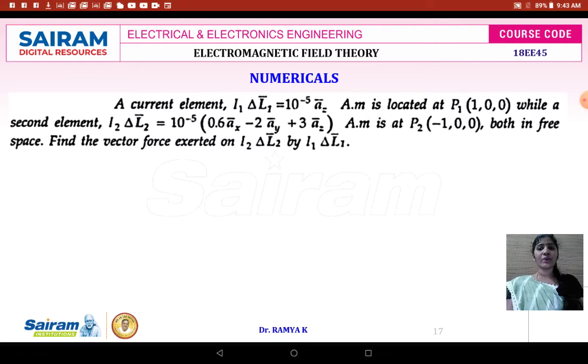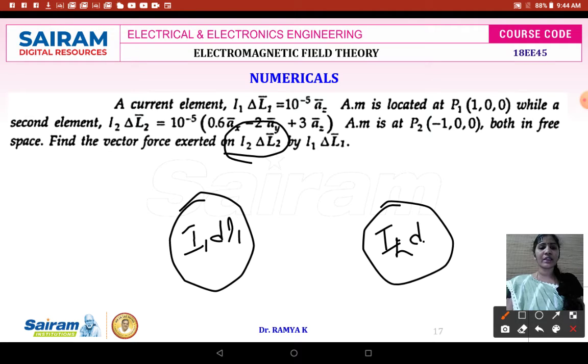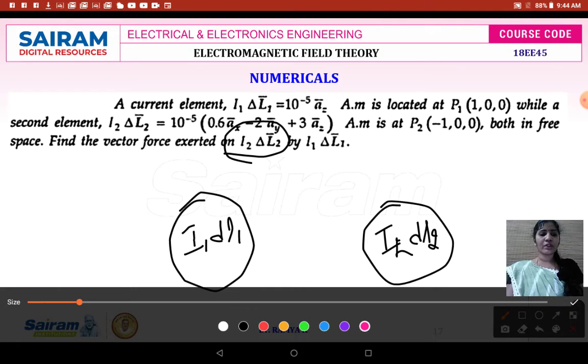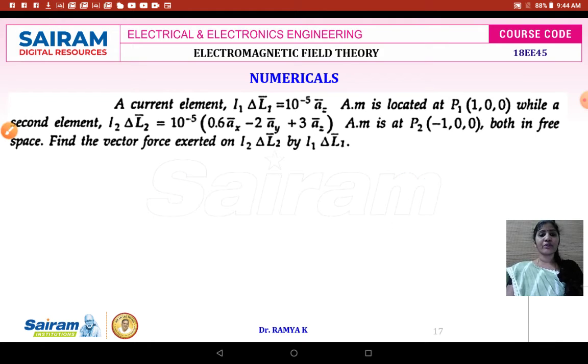So we need to identify the vector force at the current element I2 dl2. This is going to be your first current element I1 dl1, and this is going to be your second current element, that is I2 dl2. We need to identify the vector force at this particular current element. If that is the case, this is going to be the effect and this is going to be the cause. Therefore we can identify the force equation.